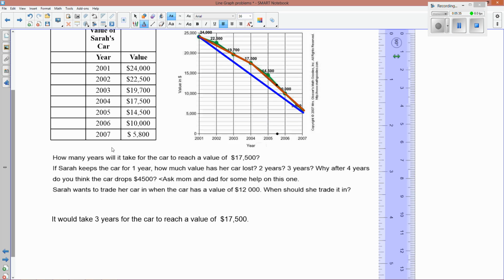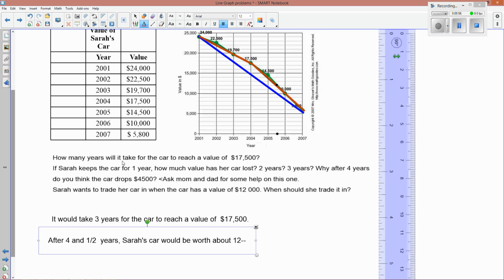All right. So after 4.5 years, Sarah's car would be worth about $12,000, about halfway into the year 2005. All right. And that's kind of how you can answer the questions or use the graphs to read.